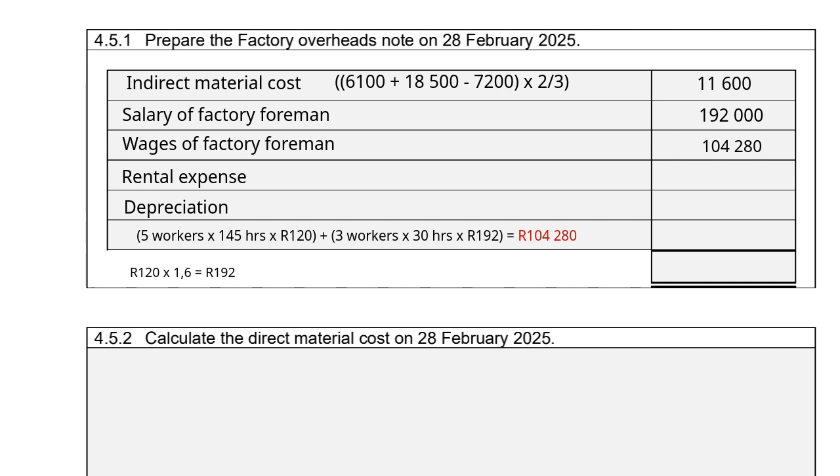But remember, we also need to subtract the rent for March because it's a prepaid expense. So 169,000 must only include 12 months rental, and then we times it by 200 and divide by 400 because it's a proportion. And that then gives us an amount of 78,000 Rand.